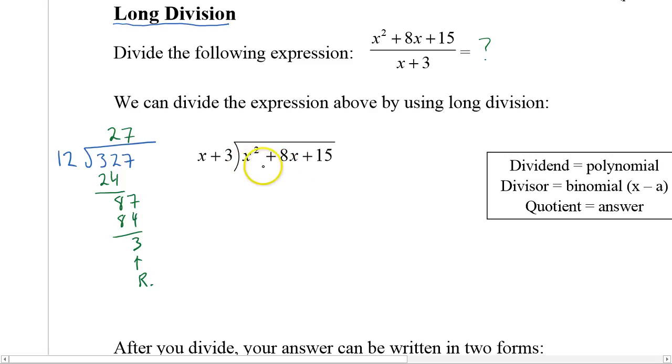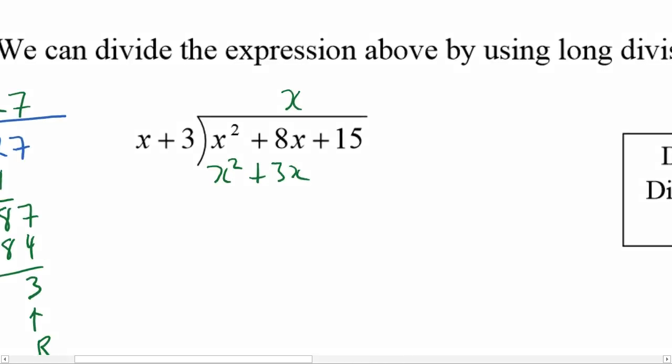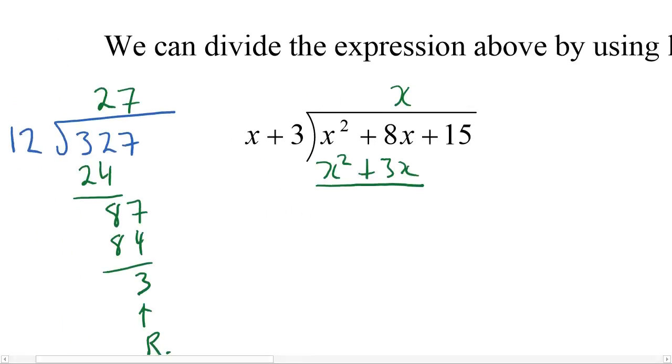I'm going to have to take a look at these first two terms. So I'm going to say, well, x goes into x squared x times, so I'm going to put my x here, and now when I multiply x times x plus 3, I get x squared plus 3x. Okay, so now I want to subtract just like I did before. So now I'm subtracting: x squared minus x squared should be nothing. Just like over here, I didn't put a 0 here. I don't really have to leave anything here. 8x minus a positive 3x gives me 5x.